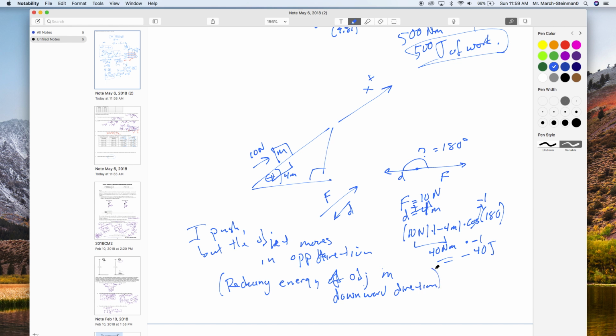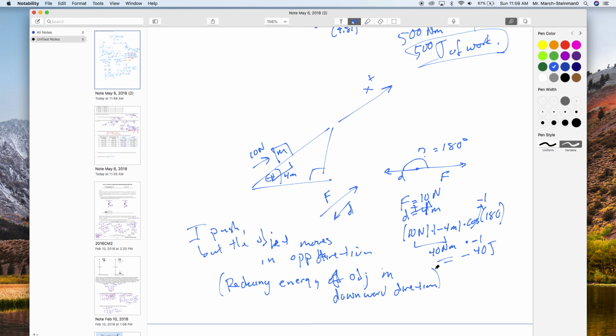If I weren't pushing, it'd be going faster. If I weren't pushing, it would have gone further. And so we're in opposition to that. We've done some negative work. We've reduced its potential energy from what it had, or we've reduced the maximum velocity it could gain, or whatever we've done there.